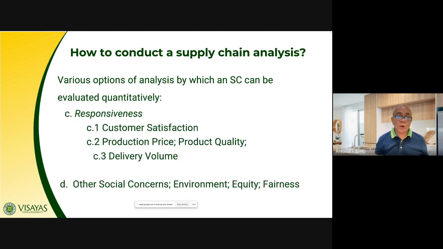No? So there is also what we call responsiveness, customer satisfaction, product price or quality. Responsiveness in terms of customer satisfaction, and responsiveness in terms of product quality. If there is an adjustment in quality, you can still serve. Responsiveness also in terms of delivery volume. If they say, this is not enough, we need supply tomorrow, add more volume, then you are able to supply. Then your supply chain is preferred by buyers.